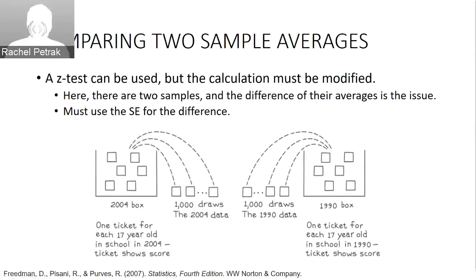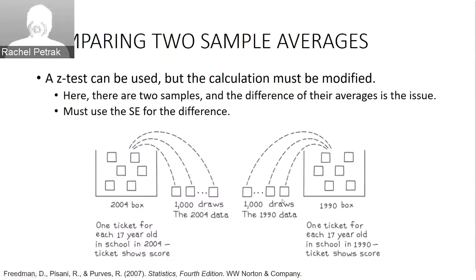The alternative hypothesis says the opposite. Looking at our sample boxes here, you can see that we're comparing the 2004 data to the 1990 data. This is an example from your book where they're comparing the score on a reading literacy test for 17-year-olds in school in 2004 and 1999.